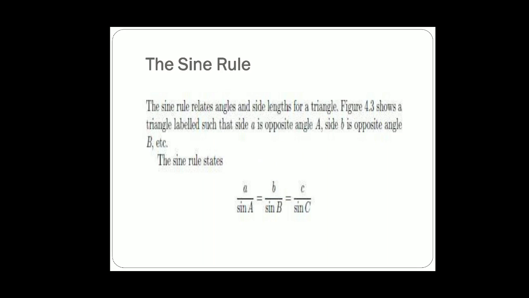So how do they write the sine rule? a upon sine A is equal to b upon sine B is equal to c upon sine C. So they write like this the relation of sine rule, that is combination of sine and angle lines together, that is length of the angles.